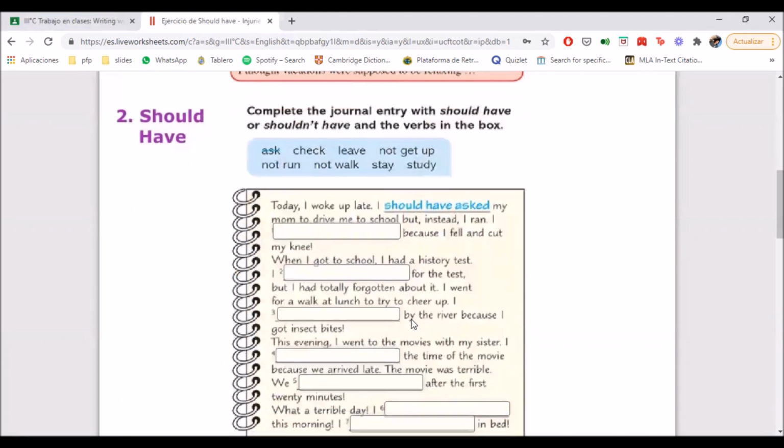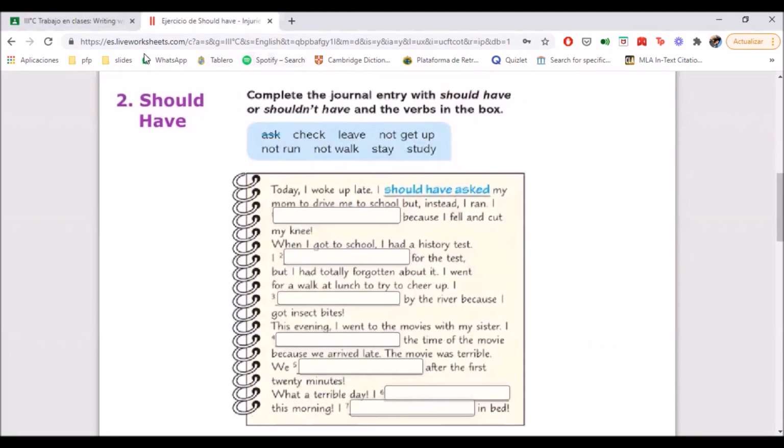Let's continue. In the second activity, we have an activity for should have. It says, complete the journal entry with should have or shouldn't have and the verbs in the box. You have a box here with verbs, okay, ask, check, leave, etc. Some of them are in negative, for example, not get up, not run, not walk, okay? And here you have a text with some gaps, okay? So you have gaps here, and you have to complete the gaps with should have or shouldn't have and some of these verbs.